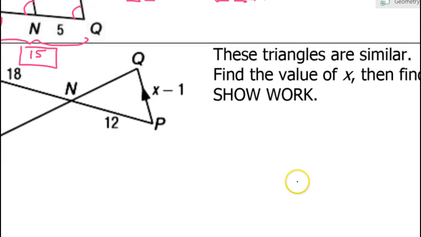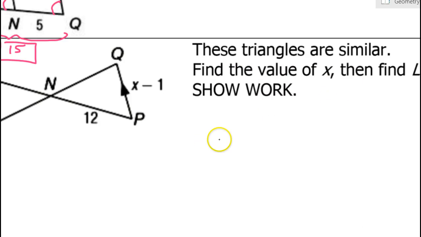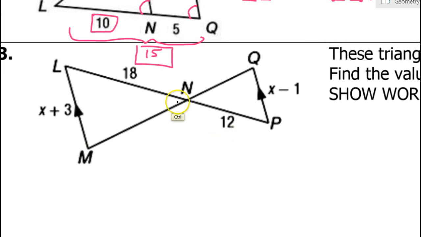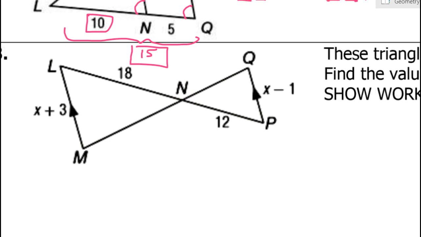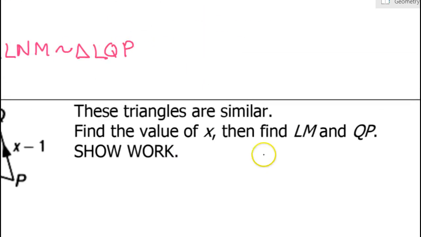Okay, problem number 3. These triangles are similar. Find the value of x, and then use that to find the value of LM and QP. So these triangles are similar. So let's figure out the corresponding parts. So these are vertical angles, so I know that they are going to be congruent. Okay, and then I'm given these sides, the 18 and the 12.